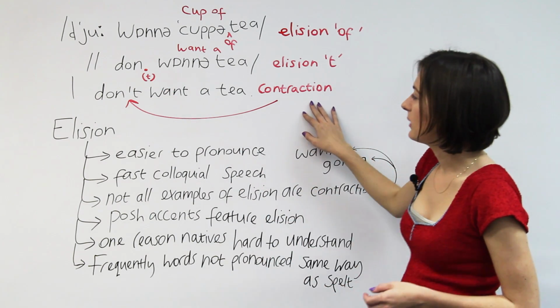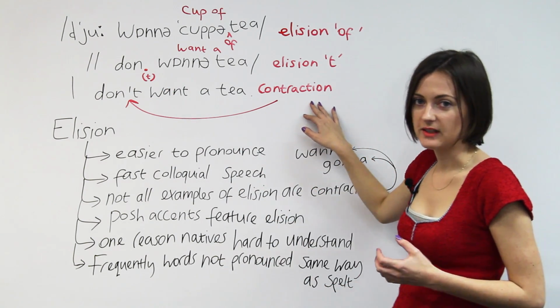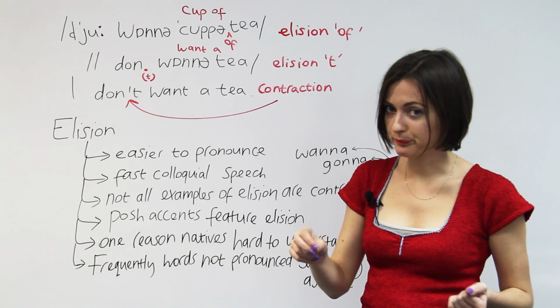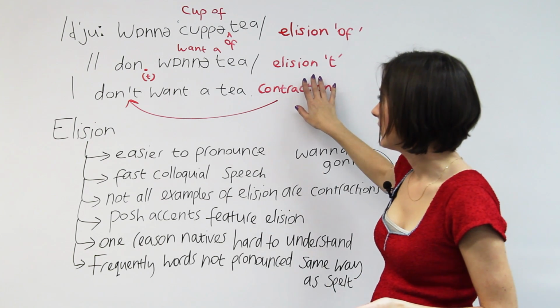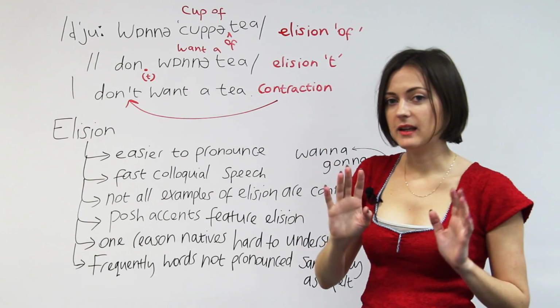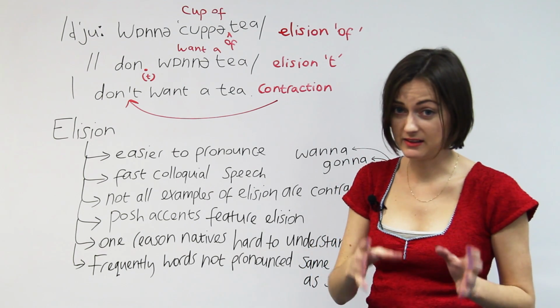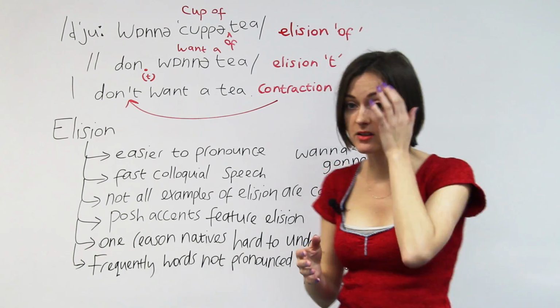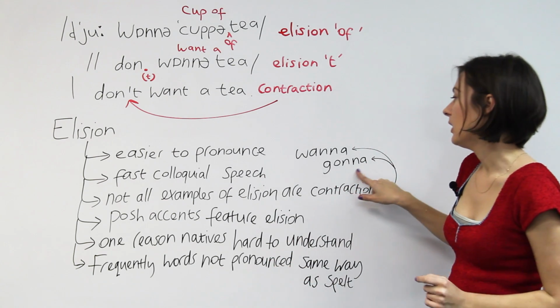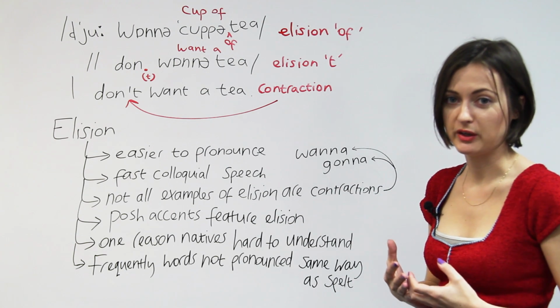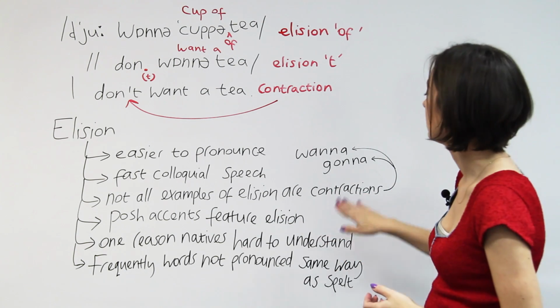And the difference between contractions and elision is that contractions are okay when we write them. And elision, it's not necessarily the case that we can write down an elision and it be grammatically correct English. I'll show you two examples. Wanna and gonna are really common forms in colloquial speech. We say them all the time.